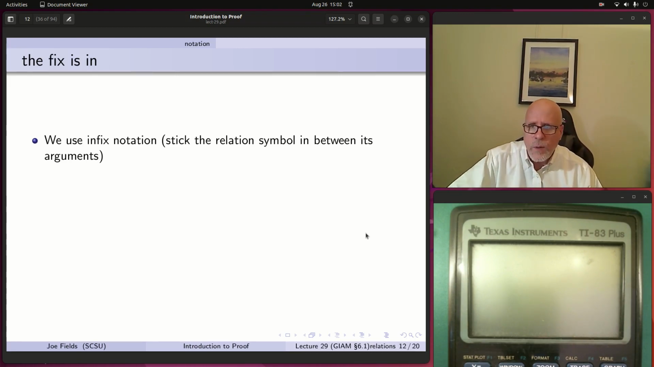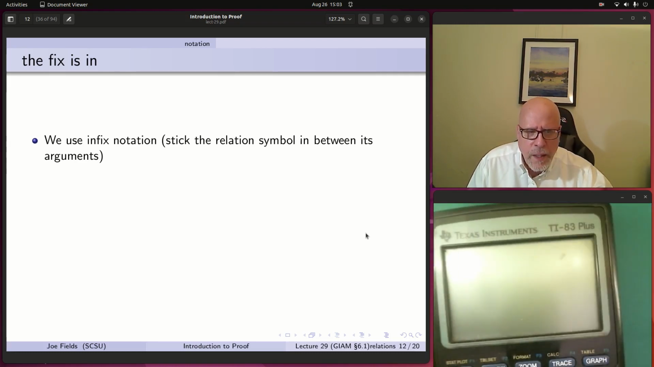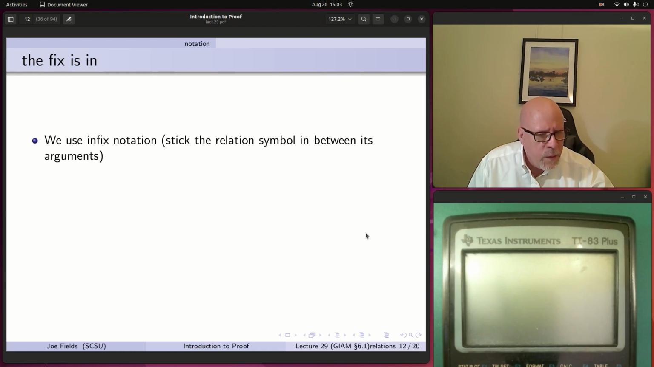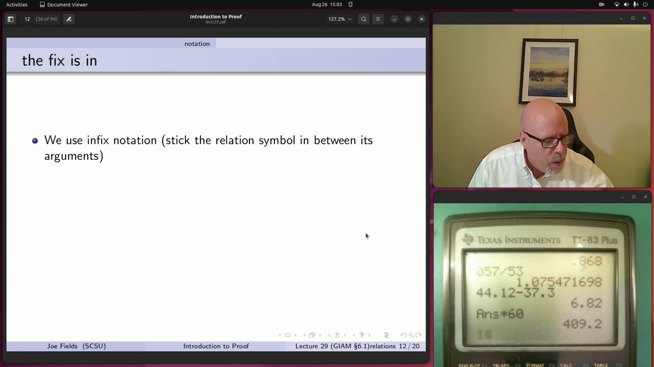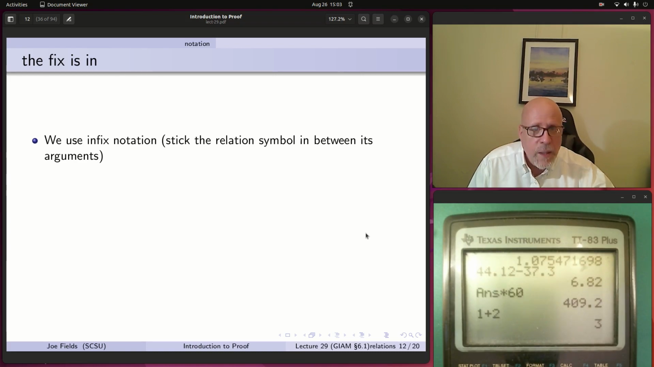The style of notation we've been talking about, like with the plus signs going in between two numbers and the relation symbols going in between two things, that's called infix notation. There are other options, maybe not as common. I'm kind of used to these TI calculators that have infix notation in them. If I do 1 plus 2, the answer is going to be 3. I put the plus sign in between them.